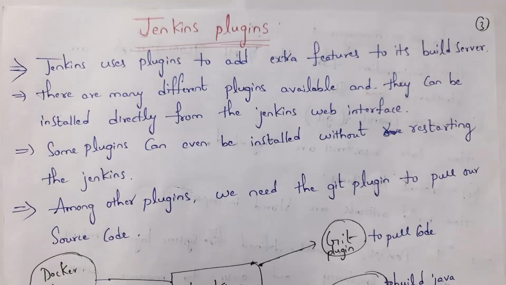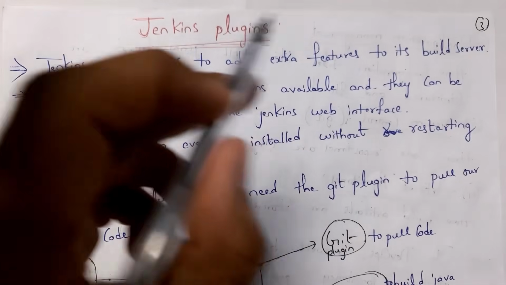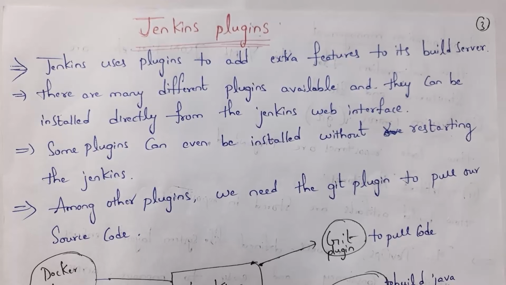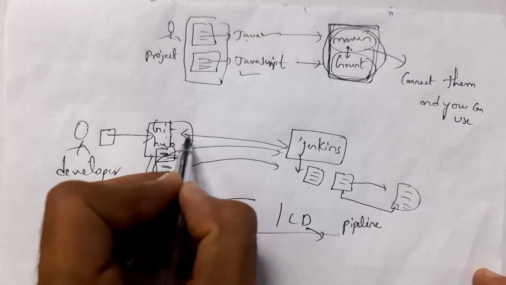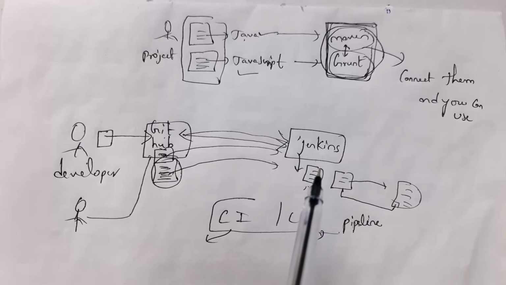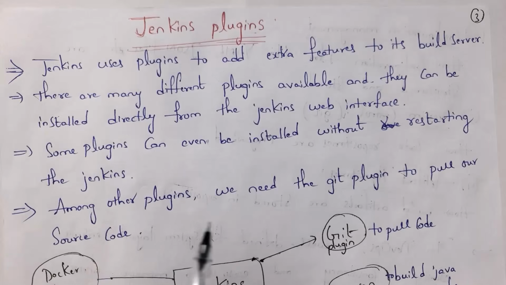Next topic is Jenkins plugins. Guys, there are so many plugins that you can install in this Jenkins server. Directly you need to open this Jenkins website and then you can install all plugins from that website. And some plugins can be installed even without restarting Jenkins. One of the popular plugins is the Git plugin. So from Git, Jenkins will automatically pull that code and then it will perform various operations like compiling code, testing code, etc. Among other plugins, we need the Git plugin to pull our source code.